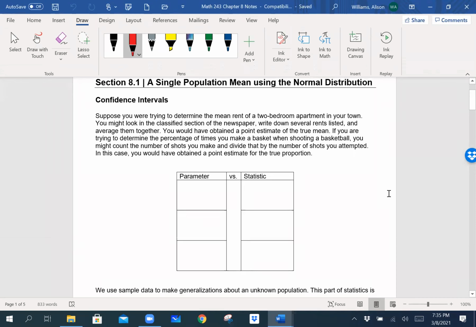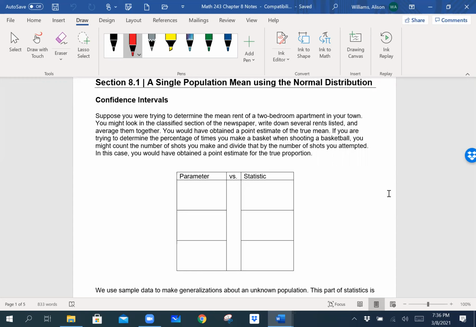Suppose you are interested in renting a two-bedroom apartment in your town and you go to the newspaper, you look at several listings, you average them out. That's going to give you a point estimate for what the mean cost of a two-bedroom apartment is in your city. If you're trying to determine the percentage of times you make a basket when shooting a basketball, you'd count maybe the number of shots you'd make and then divide it by the number of shots you actually attempted. And that would be another point estimate, measuring the proportion of times that you make the shot.